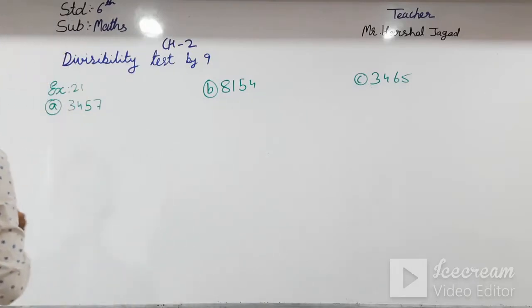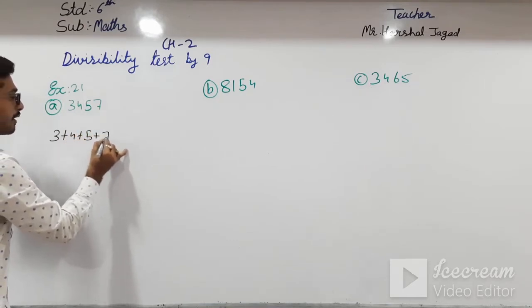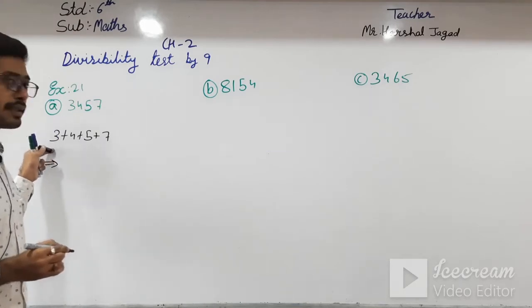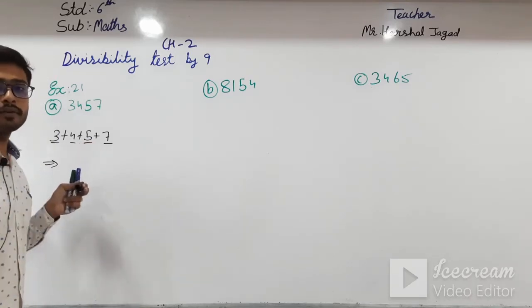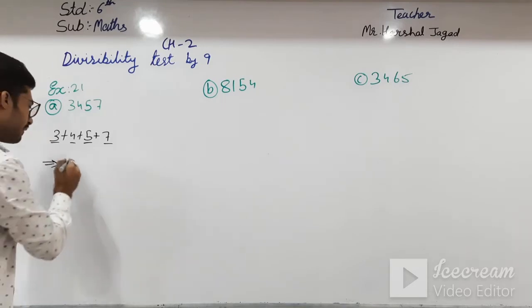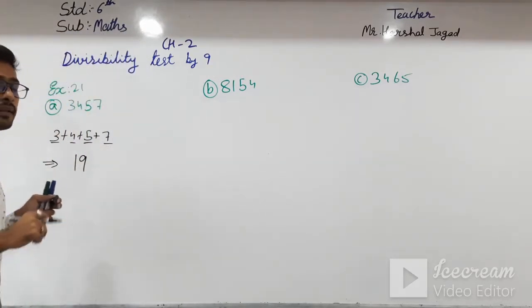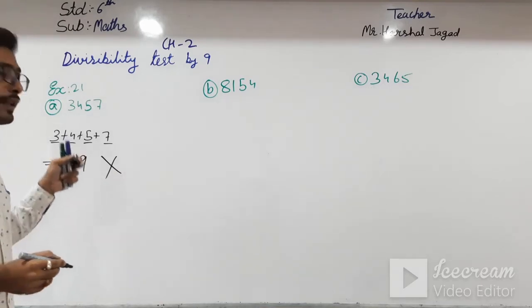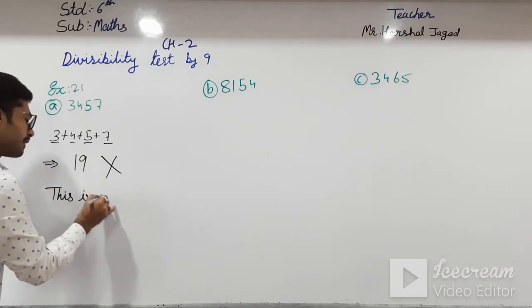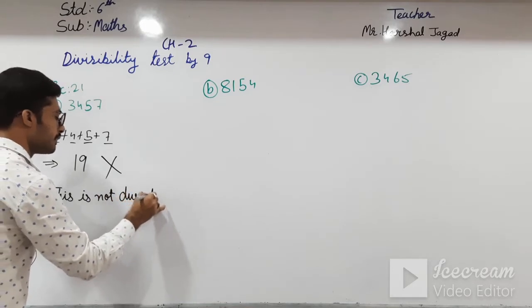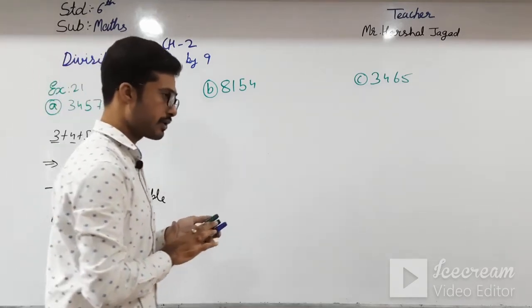Okay students, see here, the total in A: 3 plus 4 plus 5 plus 7. 4 plus 3 is 7, 7 plus 7 is 14, 14 plus 5 is 19. 19 is there. Is 19 coming in the table of 9? No, it is not coming in the table of 9. So this is not divisible by 9.